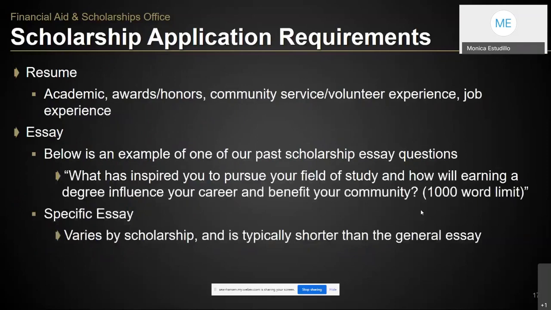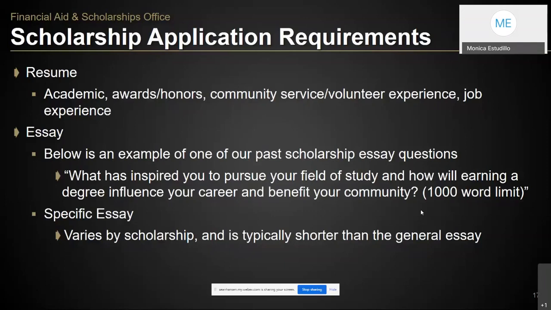So for the scholarship application, for the one that you're going to submit to CU Denver, you will need a resume. On here, I talked about academics, awards, community service, extracurriculars, and things like that. So you can upload a resume, or you can just put it into the application. And there will also be some scholarships that require an essay for you to submit.